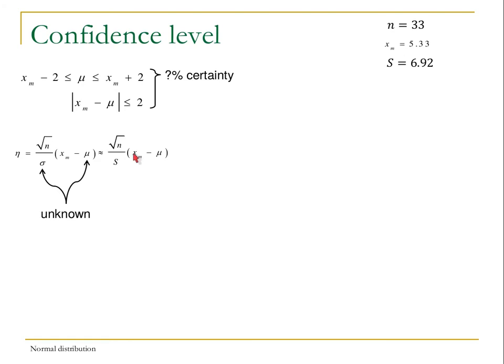So we're going to substitute 2 here for the difference between our sample mean and our population mean, because we want to find the probability that eta ranges from a certain value to another value, and that's the same as saying that this difference ranges from negative 2 to 2. So we're going to go ahead and substitute in 2 for this value. And what we come up with for eta here is 1.66 using the numbers given for this problem.